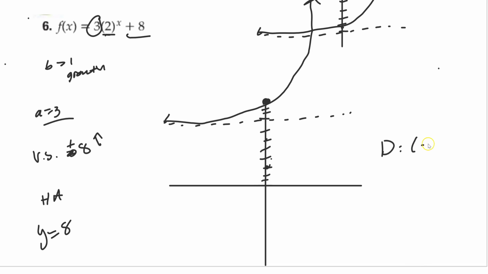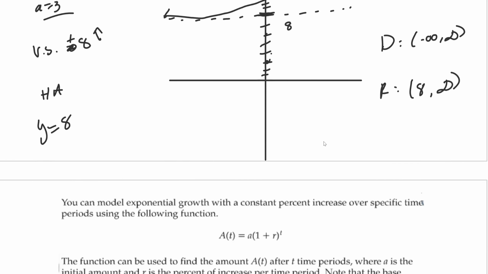Domain and range real quick. Domain's all real numbers, negative infinity to positive infinity. Right, because farthest left, farthest right. Range, low to high. My lowest is 8, and you're going all the way to infinity. So 8 to infinity. Remember, 8 has to be a parenthesis because you can't touch the line. So that's that. That's how you graph growth functions.